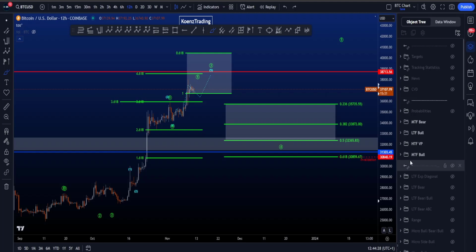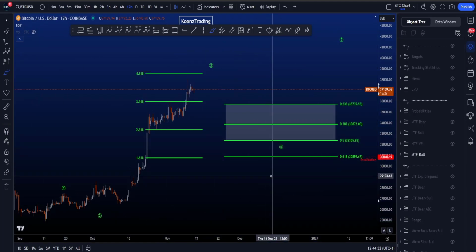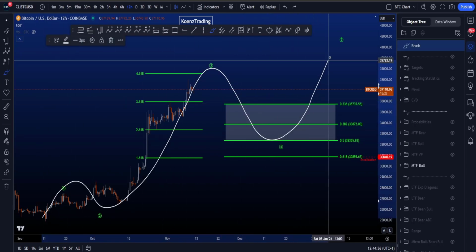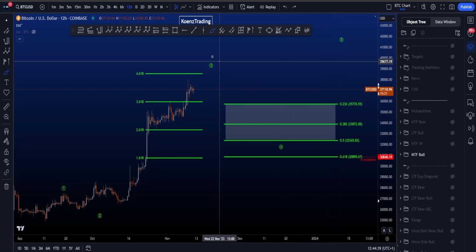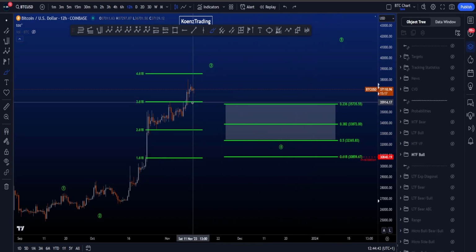Hi everyone, let's go over my bullish and bearish Elliott Wave scenarios on Bitcoin, starting with the medium time frame bullish scenario, where we're looking for an unfinished impulsive structure to the upside, where we are still waiting for wave 3 to finish, wave 4 to begin, and then a wave 5 towards the upside.